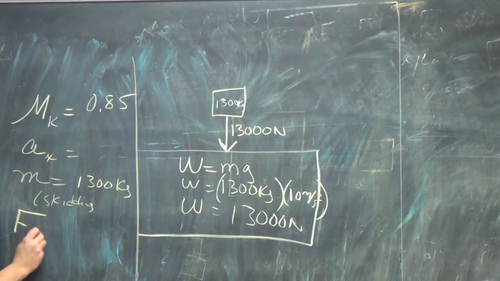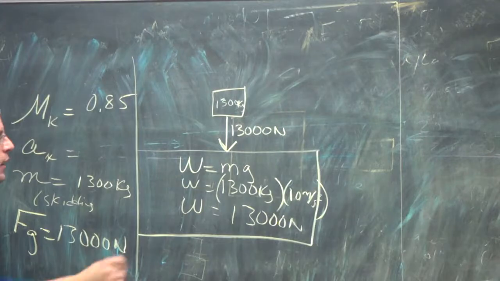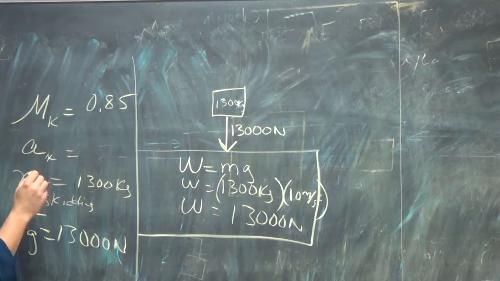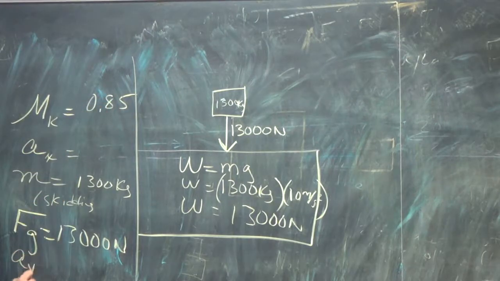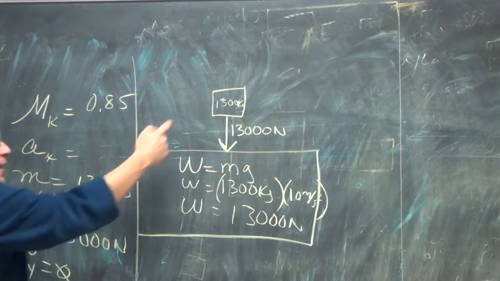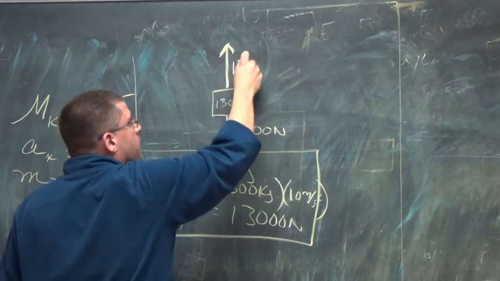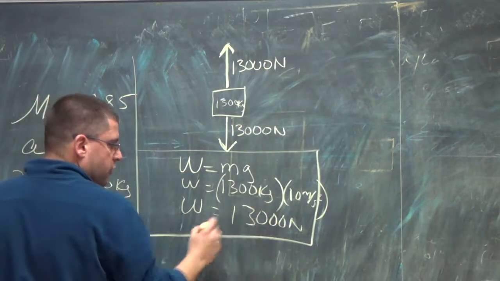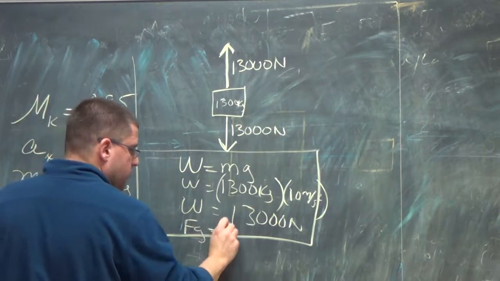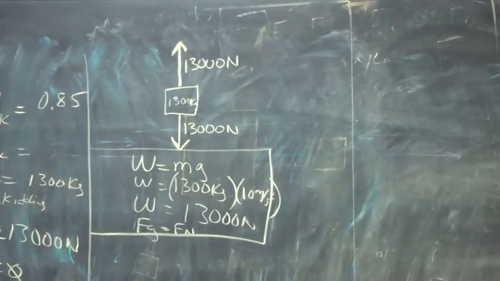So now our force of gravity is 13,000 newtons. And since we have no acceleration in the y direction, acceleration in y is 0, therefore we know that the forces are balanced. So our normal force is going to be 13,000 newtons. So the weight is 13,000, so we know that the force of gravity equals the normal force in this case. Let me double check that it's showing up on the camera. Okay, it looks all right. All right, good. Let me move this over a little bit.